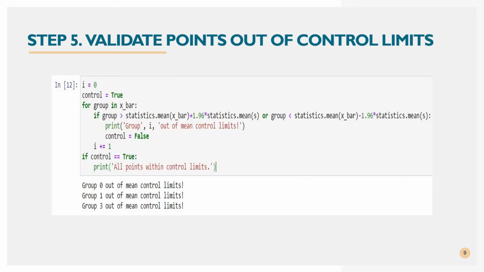Step 5, validate points out of control limits. This code signifies that if the group is greater than the upper control limit or the group is less than the lower control limit, it will print out the group number out of mean control limits. If true, then it would print all points within control limits. The output shows that group 0, 1, and 3 are out of control limits.